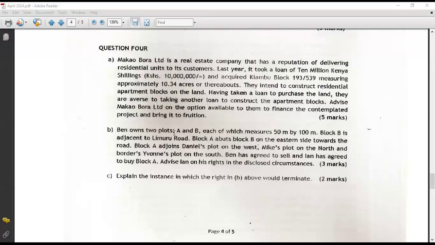This is a class recording of April 2024, Part 2, Conveyancing. Today, 19th October 2024, I'm going to deal with question 4, 5, and 6.